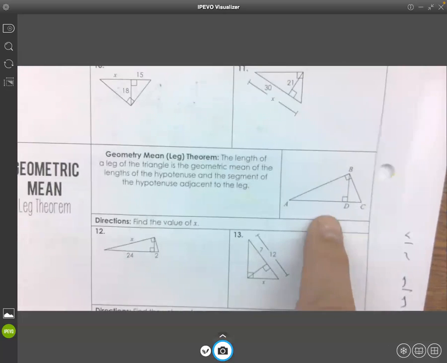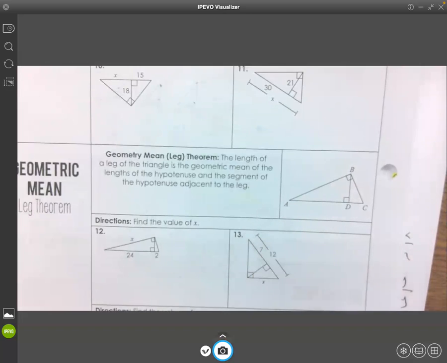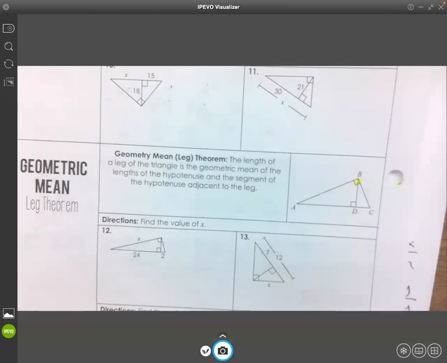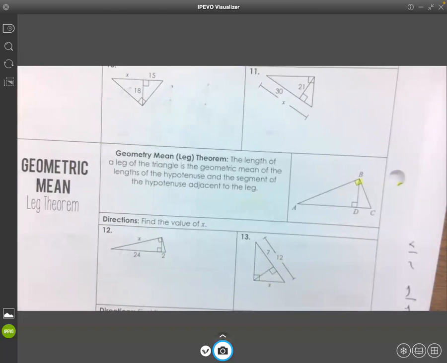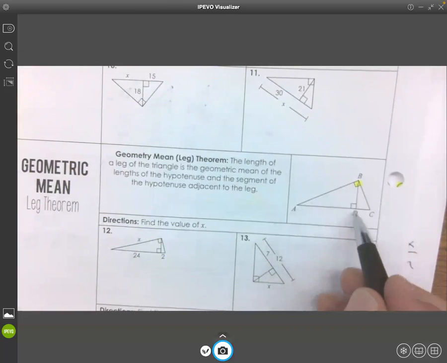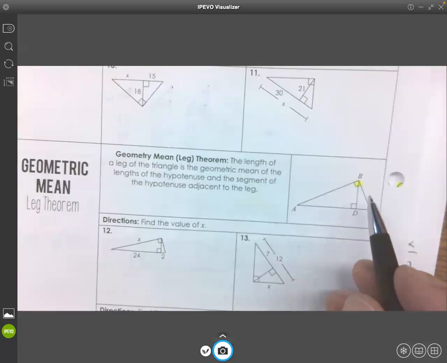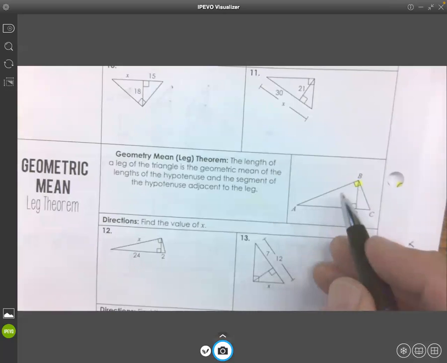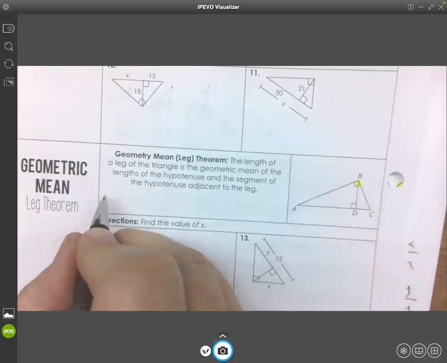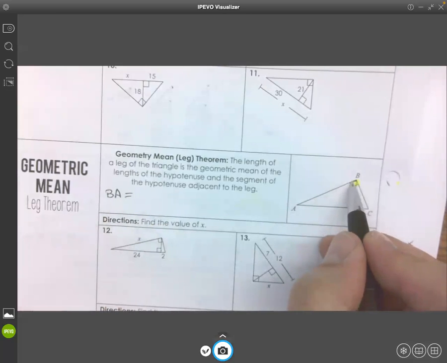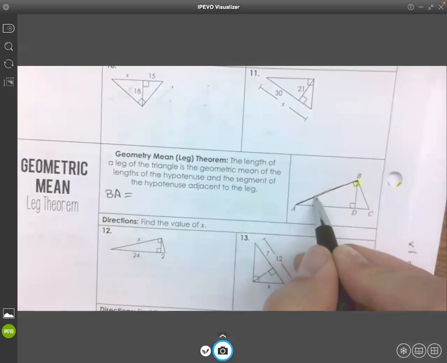On your second page here, you see this triangle. What I'm telling you is that this right angle is the inception point. Everything starts from there. How many legs come out of that angle? 3. And each of them that comes out is the geometric mean of something else. BA. Do you agree that BA comes out of that right angle?